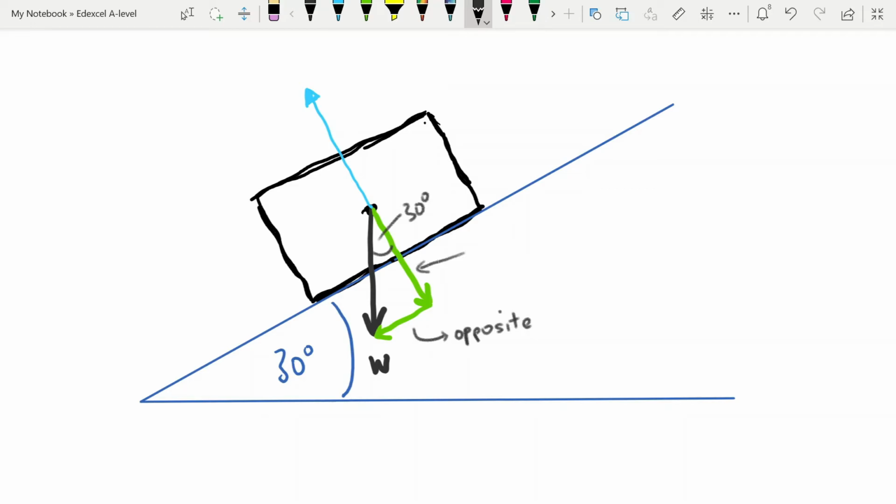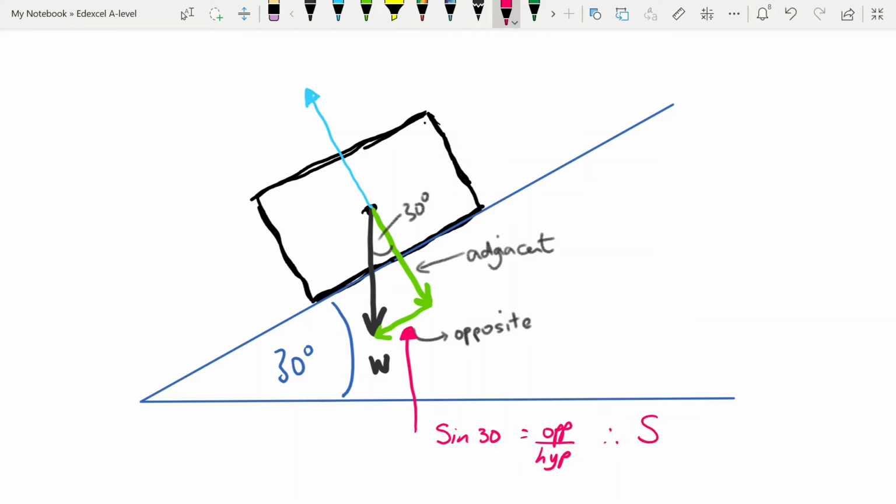This side is obviously the adjacent side. The force that is sliding the box down the slope is the component of the weight that is parallel to the slope, that one there. And we know that the sine of 30 will be equal to opposite over the hypotenuse of that triangle we've drawn.